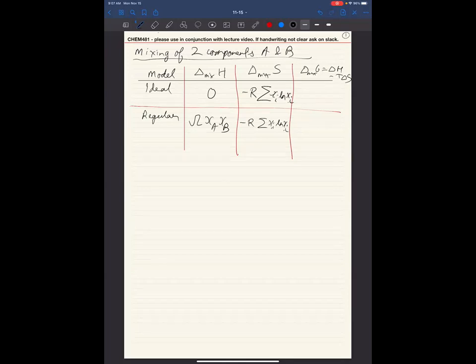One of the ways to do it would be, so in a real model, both of these will become more complicated. And I will talk a little bit about that later. But right now, let's just focus on the regular solution model, okay?